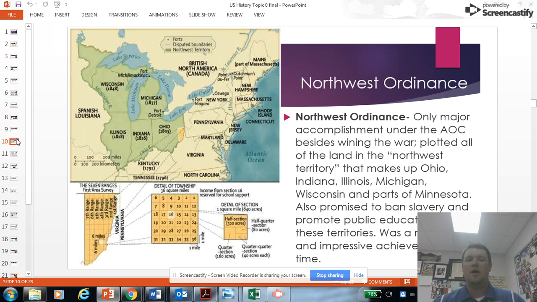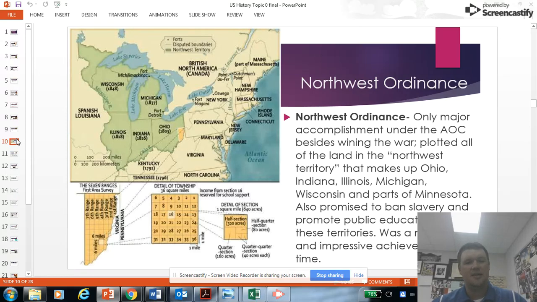So they were able to organize this territory north and west of the Ohio River that now make up Ohio, Indiana, Illinois, Michigan, Wisconsin, and parts of Minnesota. And they broke it down into tiny squares, into 40-acre sections that you could purchase and move out and farm. So it's a major land capability for someone with such little technology during this time. So they were able to plot that out.